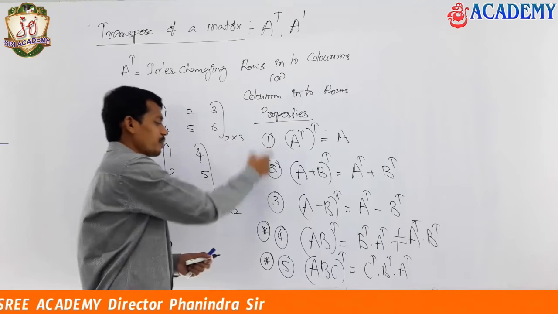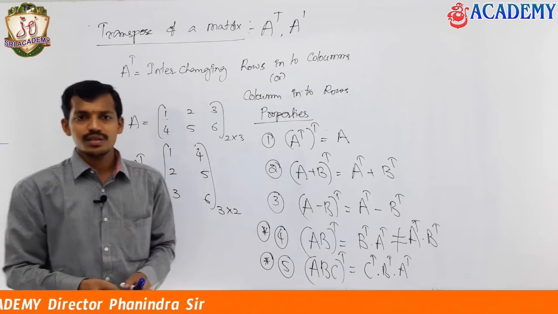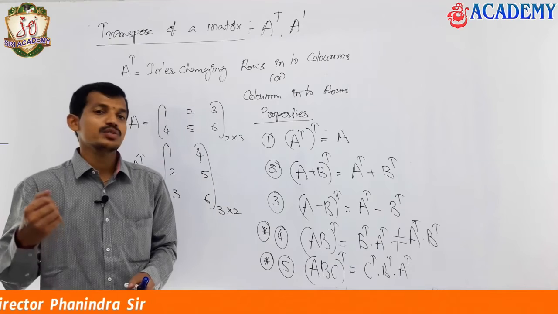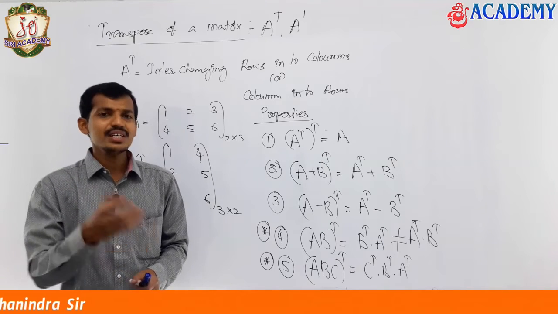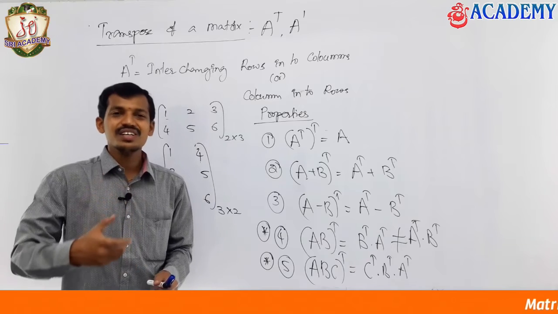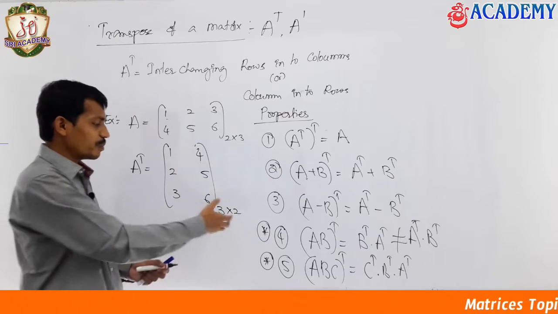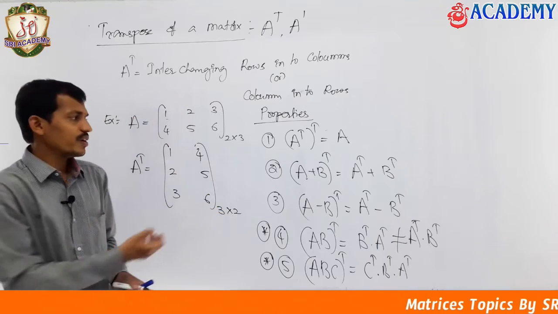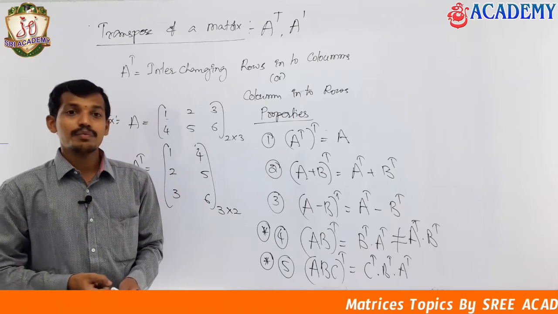Here are more properties we have to discuss. Based upon these properties only, you will get so many questions. We will see what the questions are going to be based upon the properties also. First we will discuss properties, then more properties are there. I have written 5 properties here. I will discuss other properties also.